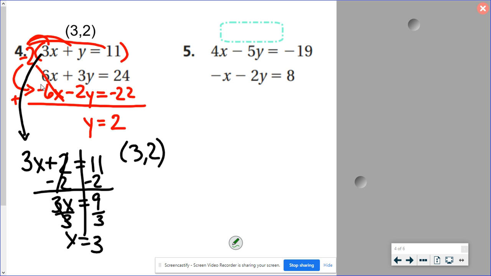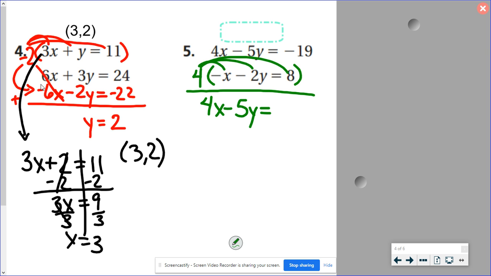If the top equation has a positive 4x, I could make this x into a -4x. And it's already negative, so I only have to multiply by 4. So that'll distribute. Now, I do like my two equations to be right next to each other, so I'm going to rewrite the top equation. I didn't have to do that in the last problem because I just took my bottom equation and made it into a top equation.